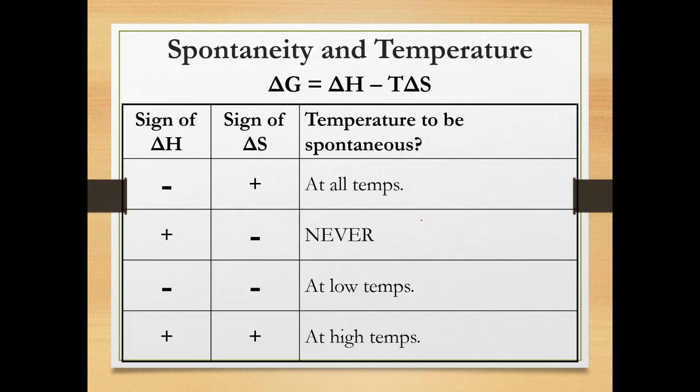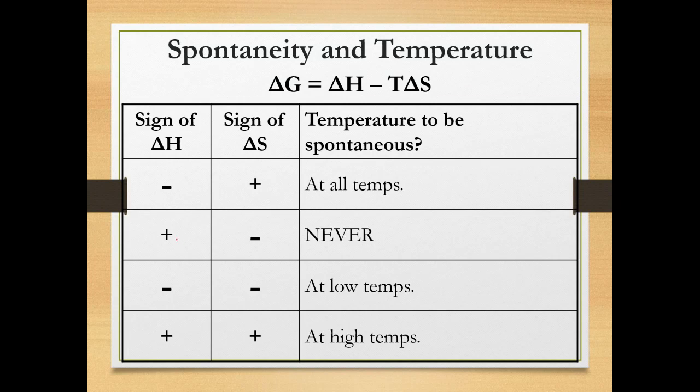So let's just look at spontaneity and how it relates to temperature by looking at the equation. If delta H is negative and delta S is positive, the reaction would be spontaneous at all temperatures. And let's look at why. If delta H is negative, that helps make delta G negative. If delta S is positive, subtracting a positive makes this side negative also. And a negative makes delta G negative. So at all temperatures, this reaction would be spontaneous if delta H is negative and delta S is positive.